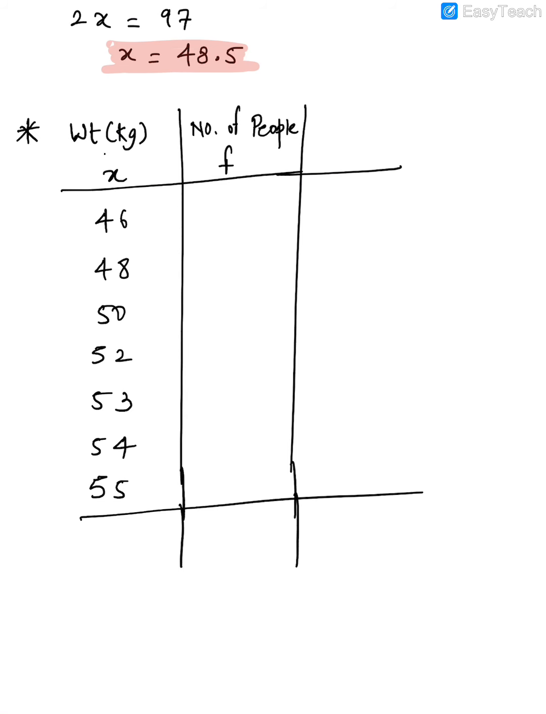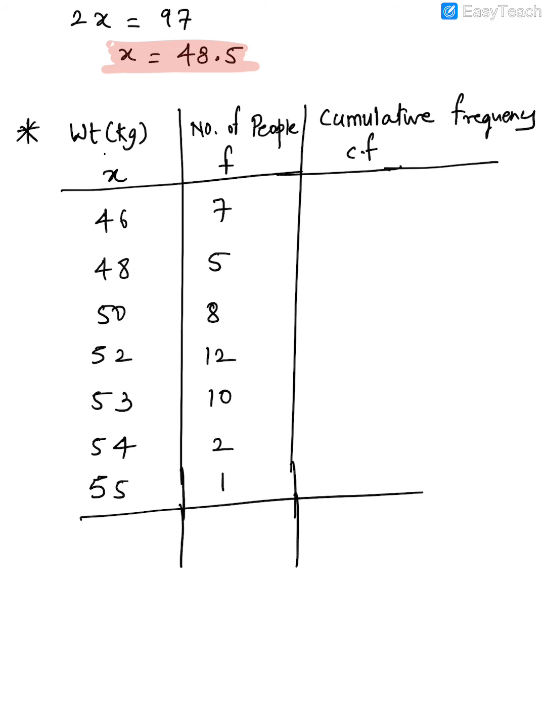The number of people is 7, 5, 8, 12, 10, 2, 1. Guys, now for finding the median, you need to make one more column which we call the cumulative frequency. Okay, I'll repeat once again. What is it called? Cumulative frequency, CF, short form.